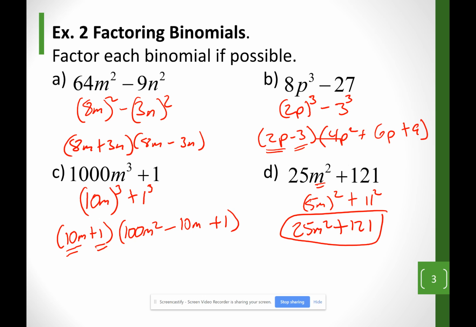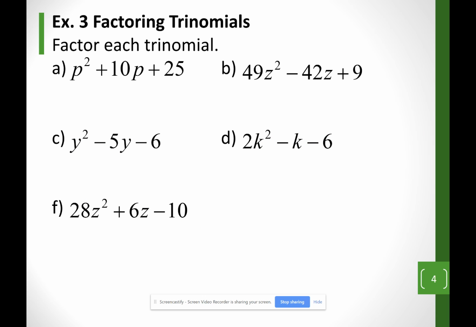When it is to the cubes, I can do minus like I did on B, or I can do plus like I did on C. But when it comes to squares, it has to be minus. Now, in other cases, what if we have three terms? We're going to start with the special cases.